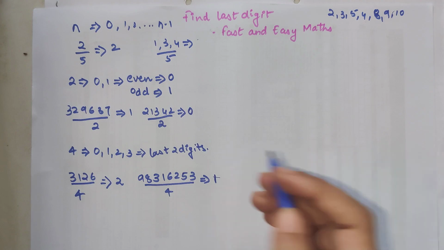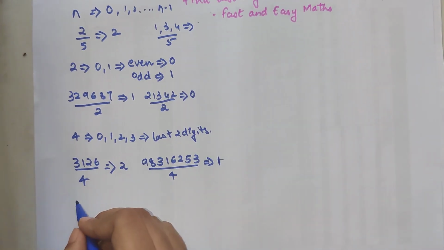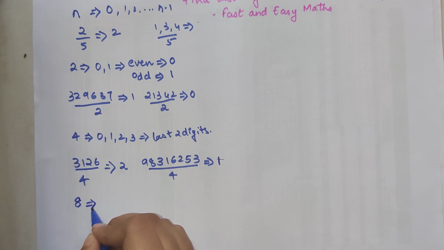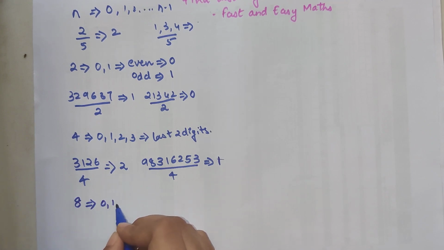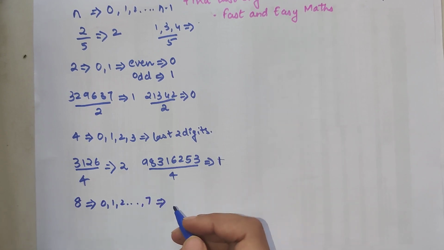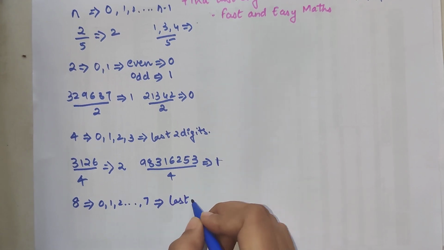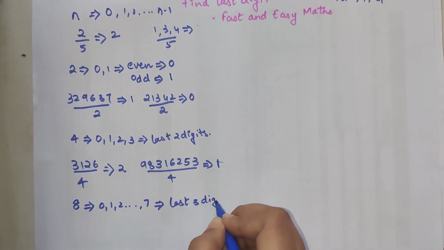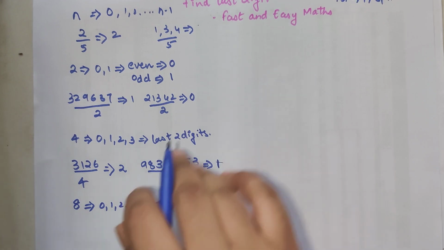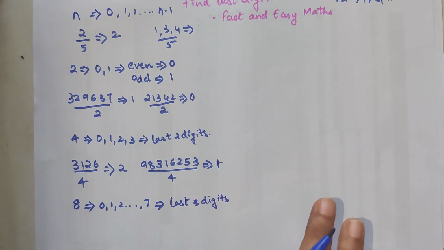Okay, so now here let's look at what will be the remainder when it is divisible by 8. So here I can say it will go from 0, 1, 2 up till 7. And my divisibility rule of 8 is nothing but last 3 digits. Okay, I just have to check what is the remainder when the last 3 digits are divided by 8.